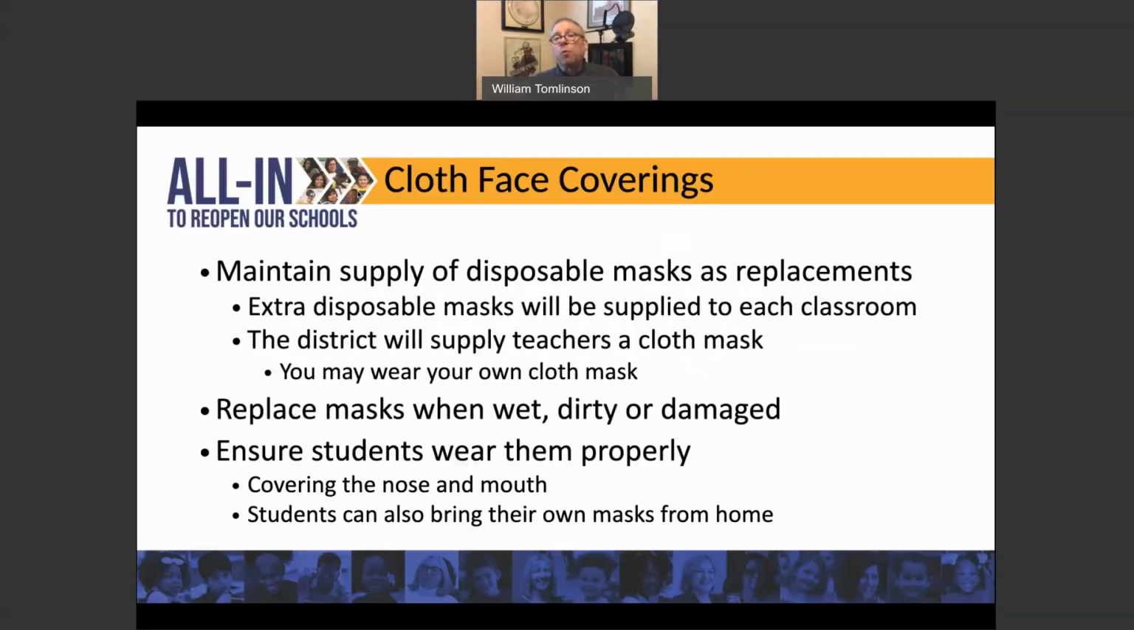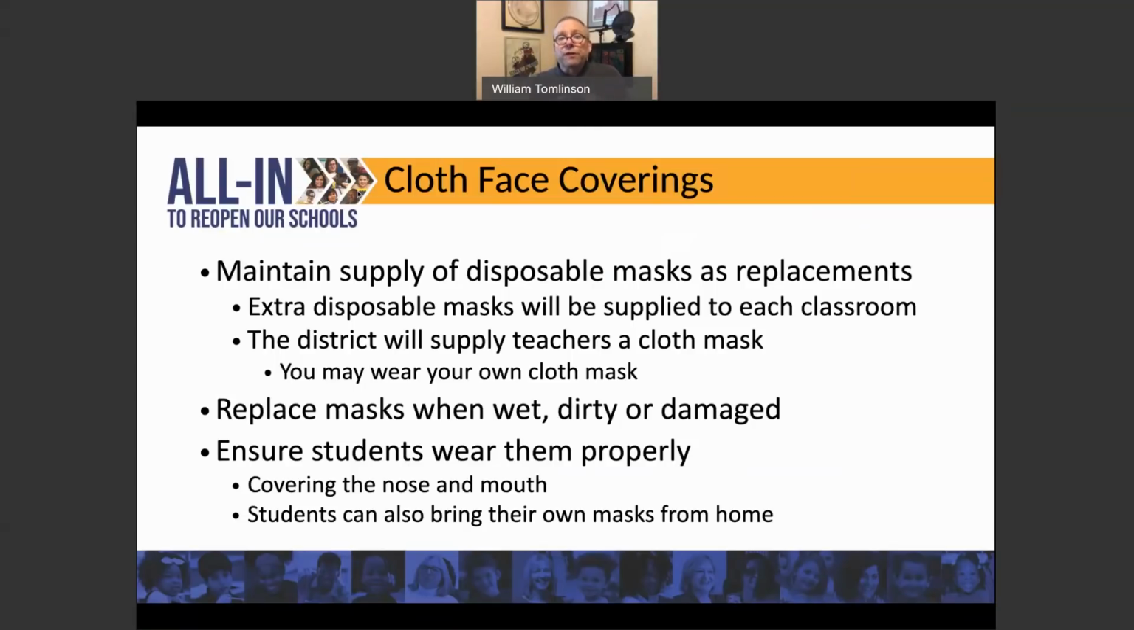Replace your mask when it becomes wet, dirty, or damaged. For instance, my mask at the end of the day, talking to people, projecting, the mask does get damp. So I wear alternate masks every day. Every couple days, like I'll wear this mask one day, I'll wear another one the next day. I'll wear this the following day, and then I'll have it laundered.